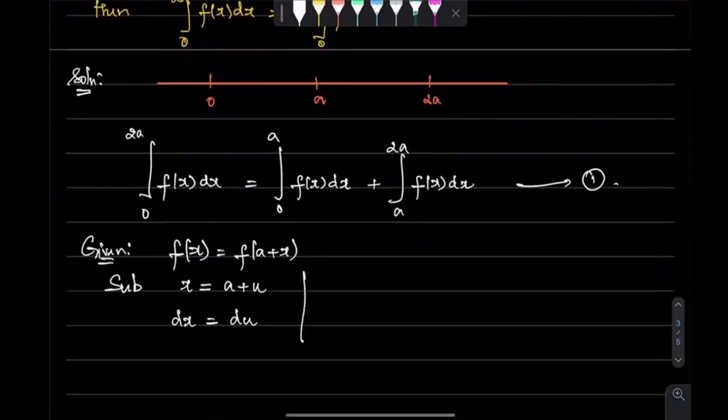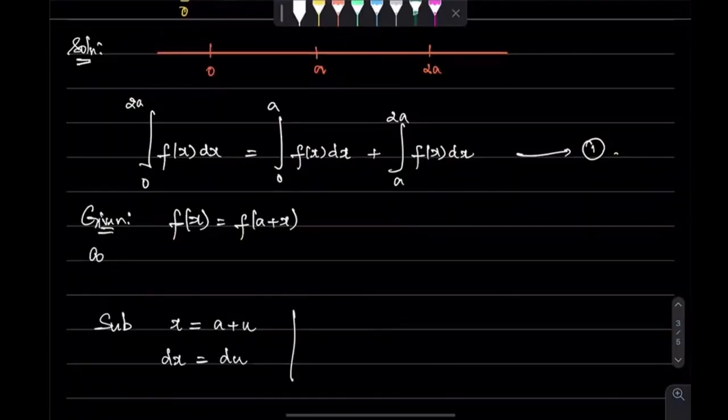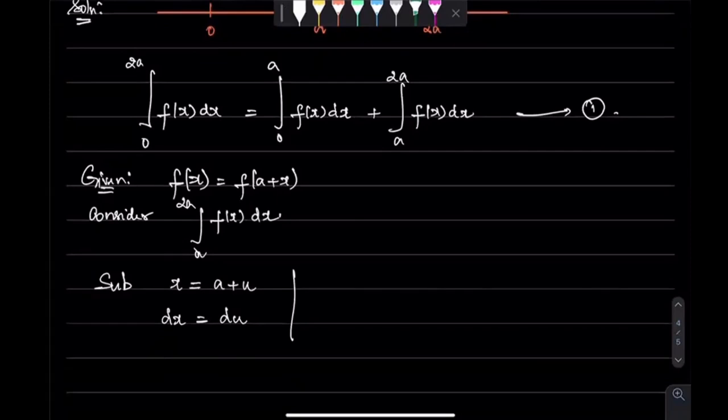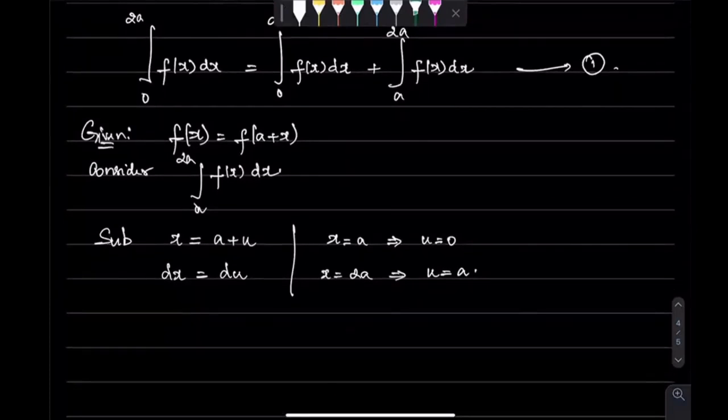So then what happens to my limit, children? Consider this, a to 2a f of x dx. Substitute here, and the limit will change. When x is equal to a, what happens to u? U becomes 0, right? When x is equal to 2a, what happens to u? U becomes a. Do you understand? I'm considering this.